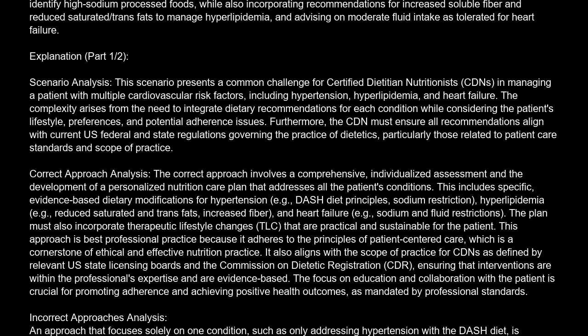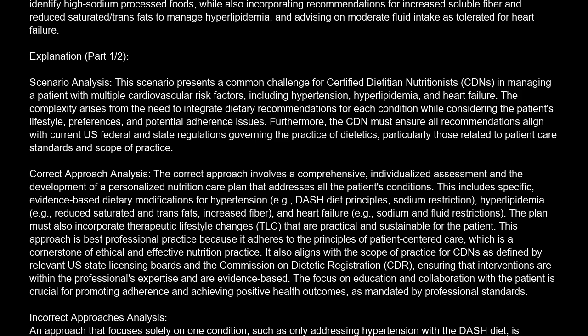Correct approach analysis. The correct approach involves a comprehensive, individualized assessment and the development of a personalized nutrition care plan that addresses all the patient's conditions. This includes specific, evidence-based dietary modifications for hypertension, e.g., DASH diet principles, sodium restriction, hyperlipidemia, e.g., reduced saturated and trans fats, increased fiber, and heart failure, e.g., sodium and fluid restrictions. The plan must also incorporate therapeutic lifestyle changes, TLC, that are practical and sustainable for the patient.